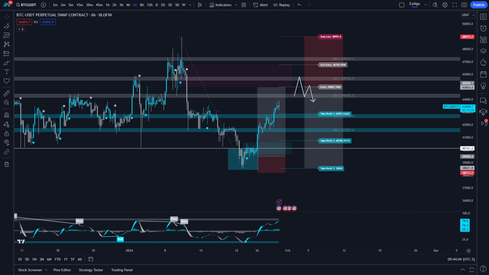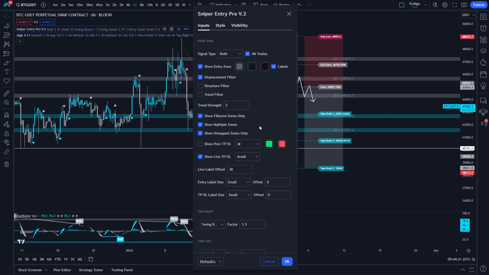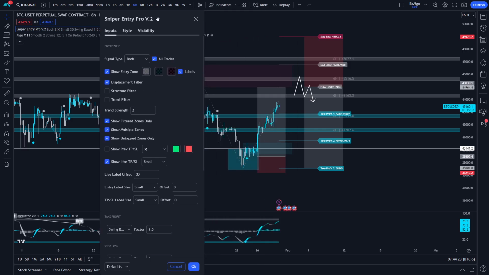So in this video, I'm going to be talking about how to use Sniper Entry Pro the proper way. Now, the reason I say the proper way is because you have to look for a few things to line up to make sure that this entry is optimal. Now, obviously in the settings, we have a bunch of filters that you can toggle on and off depending on your trading style and strategy, which we're going to get into a little bit.